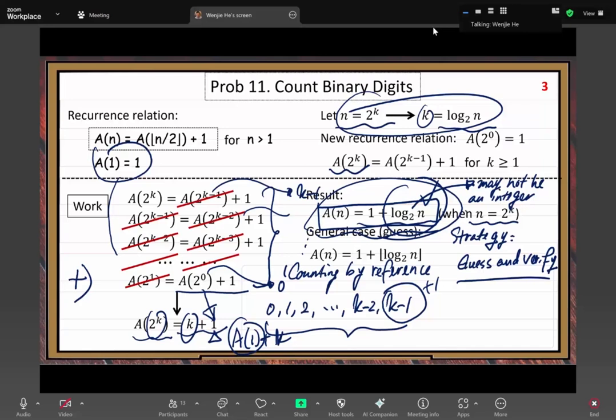Yeah. So one thing we need to do, we need to convert it to an integer expression. Very natural way to go. So regarding the conversion from a non-integer expression to an integer expression, the easiest way is the floor function or the ceiling function.